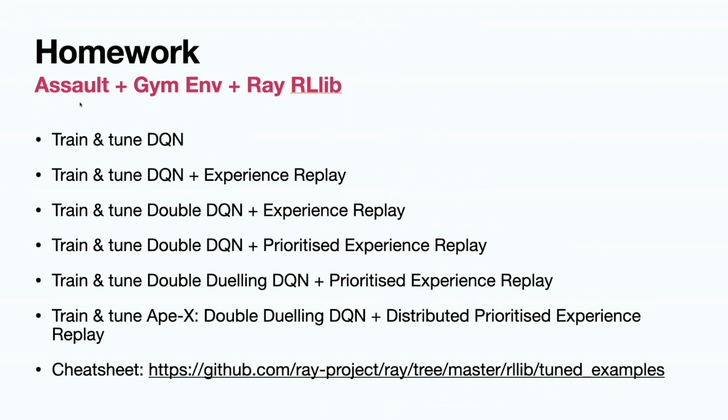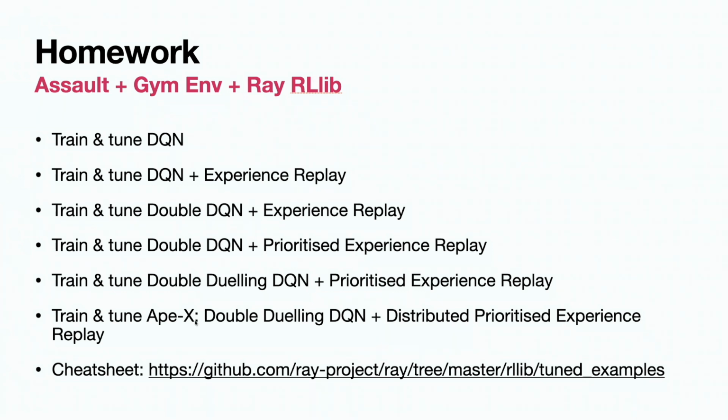Your homework will be to implement the following combinations of policy, networks, and different improvements. And here are the rules that you have to follow. You have to use a gym environment and RLlib. According to what I showed you here, you have to use Assault, an Atari game, gym environment, RLlib. First, train and tune DQN. Simple one network DQN, then train and tune DQN plus experience replay. Why is it important? Just for you to compare what improvement experience replay gives you. Then you have to train and tune double DQN plus prioritized experience replay and understand how much value prioritization of experiences adds. Then improve your policy neural network with a double dueling DQN and the same prioritized experience replay to understand what dueling gives you.